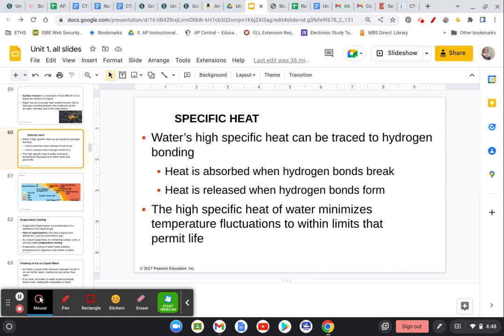Another property that comes out of the hydrogen bonds is specific heat. So specific heat has to do with how much heat can either be absorbed or released before the temperature of that substance changes. So high specific heat is going to allow for minimization. Is that a word, actually? It will minimize the temperature fluctuations for living systems.